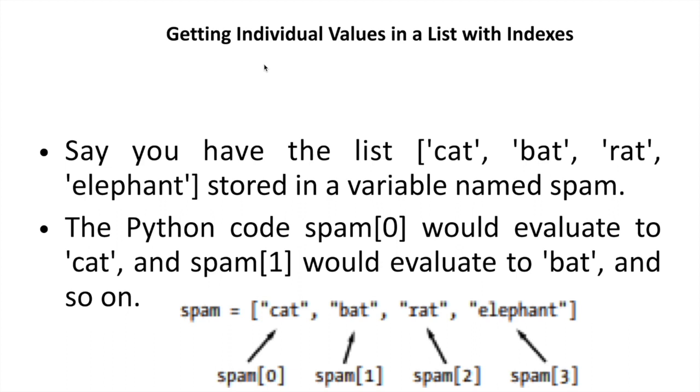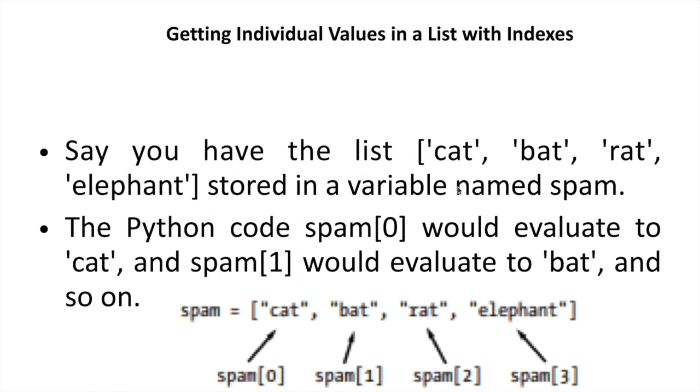Next, you can get individual values of a list with indexes. Indexes are nothing but like addresses. So every item in the list will have an index. So the index acts as an address. So using that index, I can access any element in the list.